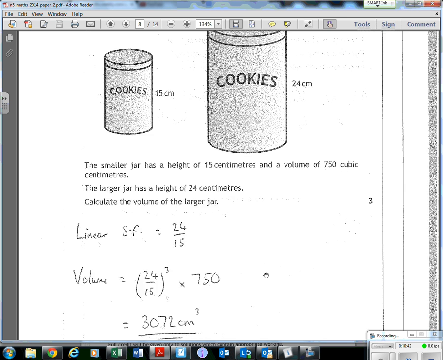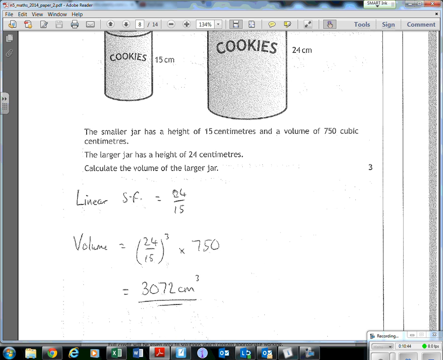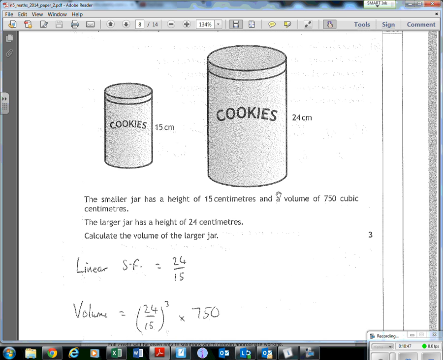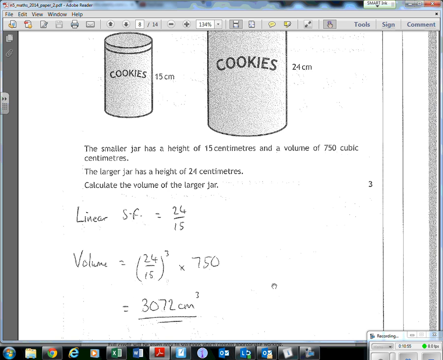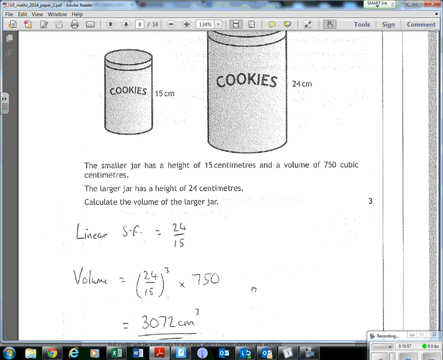So first of all, we'll calculate the linear scale factor, which will be 24 over 15. So it's just taking the heights and dividing them. We could write that as a decimal, but there's really no need to. We can just substitute the values into our formula. So for the volume scale factor, because it's 3D, we need to cube this value.